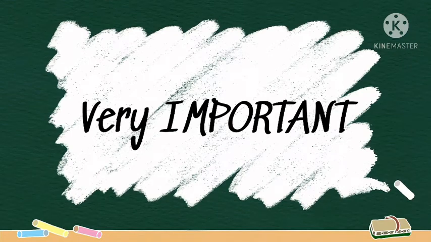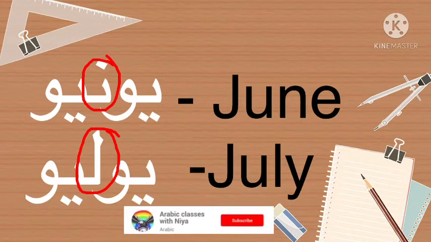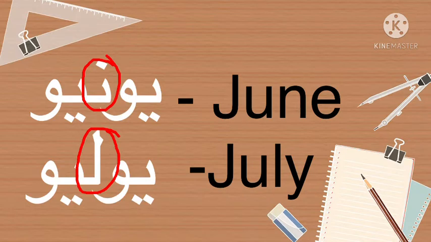So let's see what's the important point. In June and July, they are very similar words, but you should not get confused by them. For June, it is with noon, Yunyu, but July, it is with lam, Yuliu. So you should never get confused between July and June.